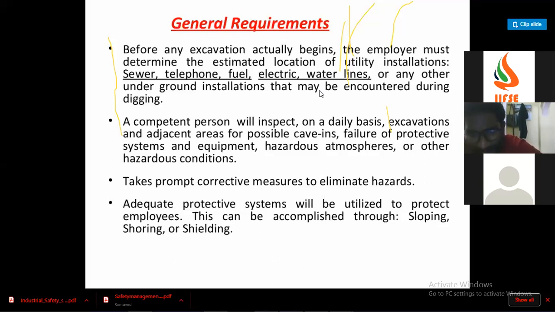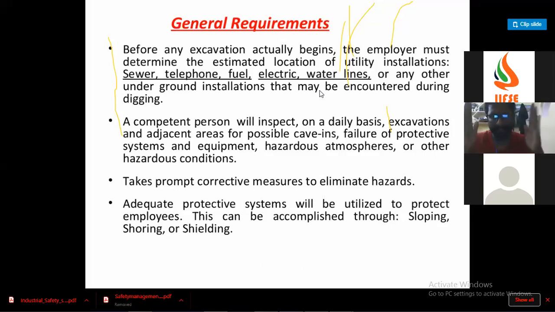Sloping means if you created a trench and made a cut on it in the form of a slope, you can see it like this. If you cut it in this way, this is sloping. Okay, this is sloping.